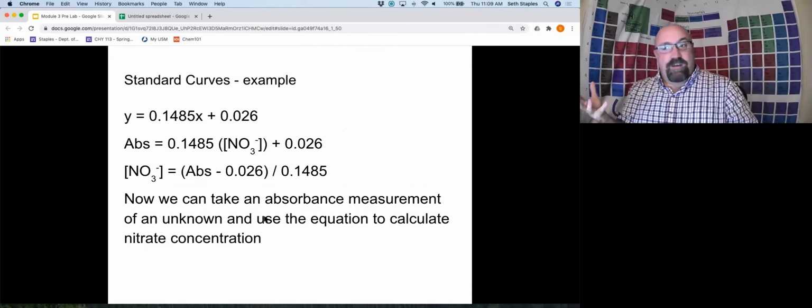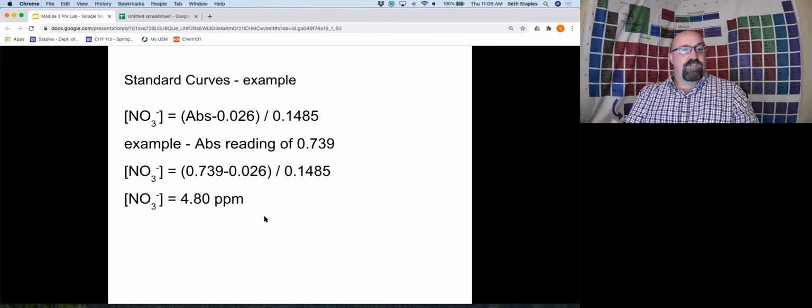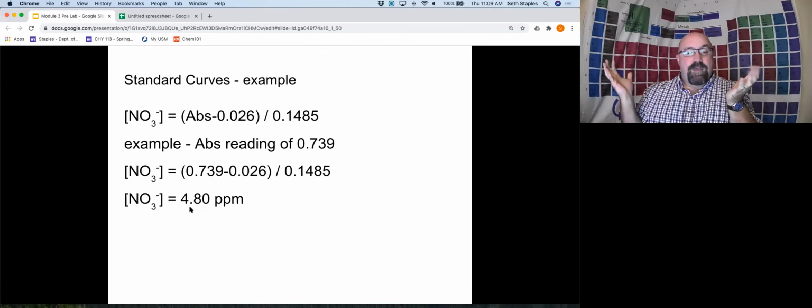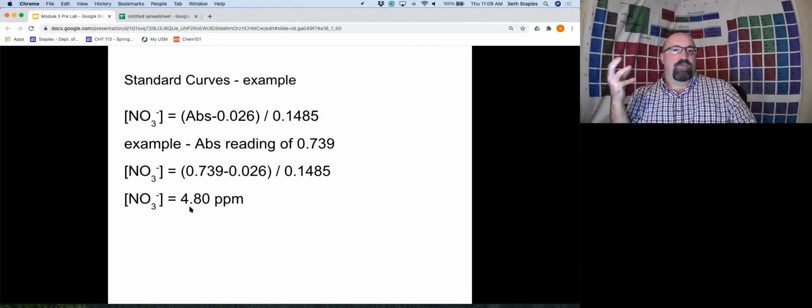And so we plug in the absorbance value of that unknown, and we're going to get a nitrate concentration. And here's just an example of that. So here's the equation that we just had. So we were just working with this equation here. And in this particular example, we take an unknown, and we get an absorbance reading of 0.739. So we're just going to plug in that 0.739 for the absorbance. And here it is here. We do the math of this, and we find a value of 4.80 ppm. Simple as that. And that's the basic experiment that we're doing today. Or that's the basic analysis that we're doing.